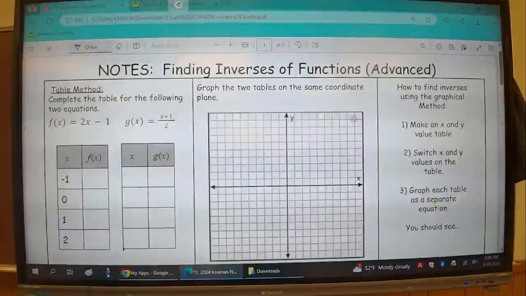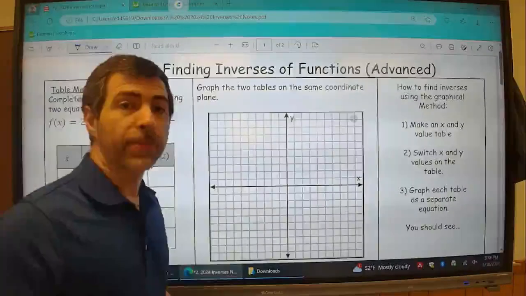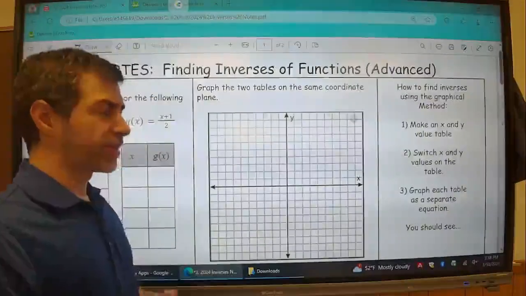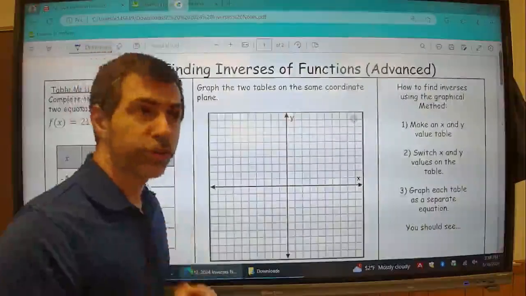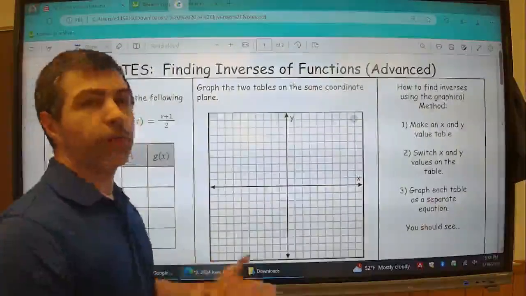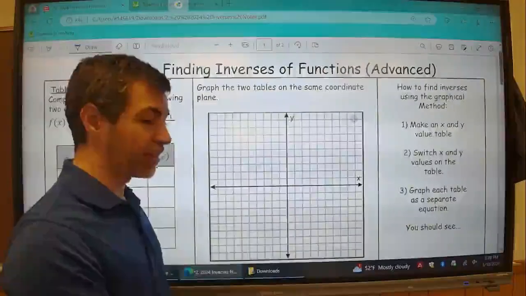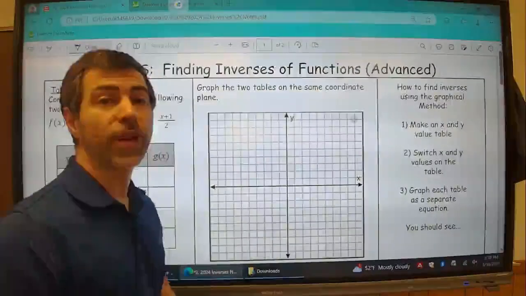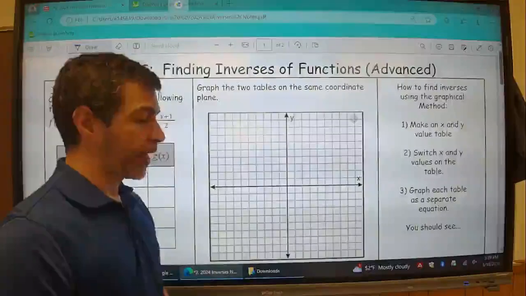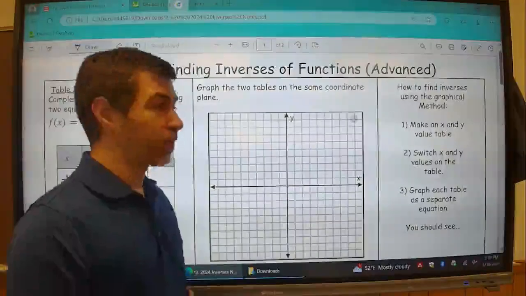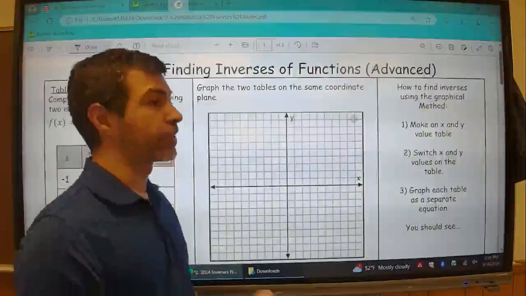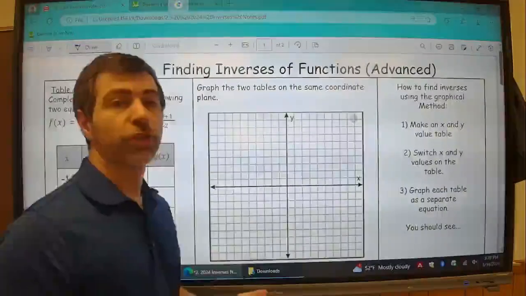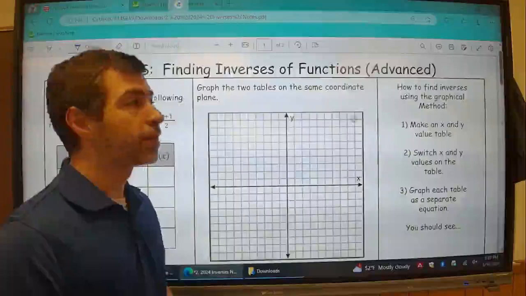We know what an inverse operation is. An inverse operation is the opposite operation. For instance, if I had the problem x plus 5 equals anything, and I wanted to solve for x, I would subtract 5 from both sides, because addition and subtraction are inverse operations. Or if I had the problem 3x equals anything, to solve it, I would divide both sides by 3, because multiplication and division are inverse operations.